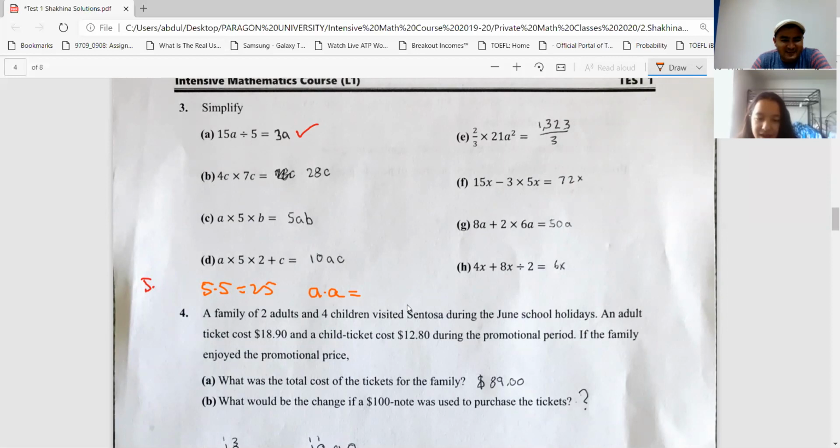2A. Come on, A squared. Oh, A squared. Why are you confused a lot? How about what is B times B? B squared. What is C times C? C squared. What do we have here? C times C. What is it? Square. So we should put squares here.